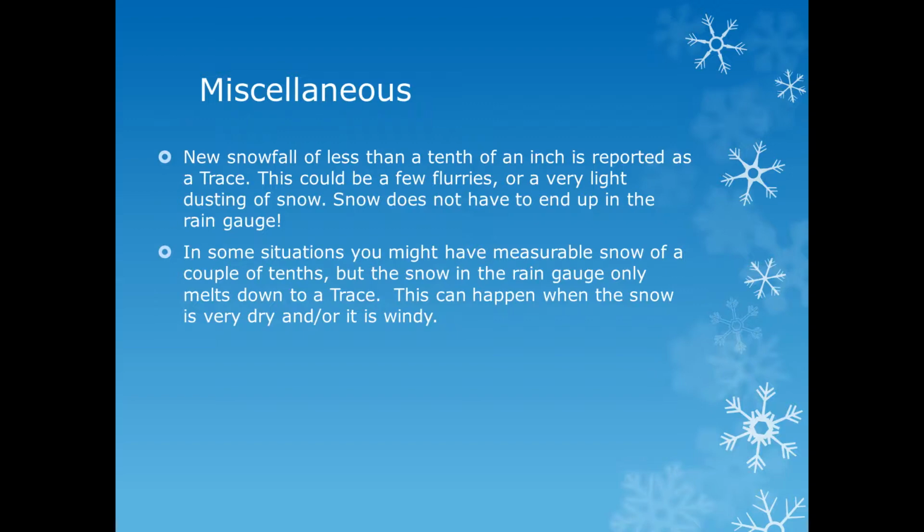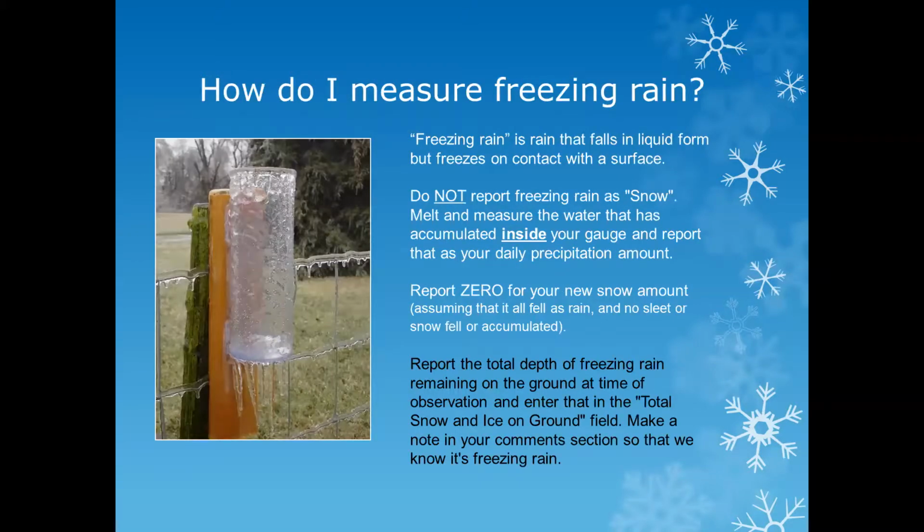Freezing rain. This is a tricky thing from several standpoints. We don't report it as snow, and we don't have a field on the form to report freezing rain. So what you have to do is measure and melt and measure the water that's on the inside surface of your gauge, and report that as your daily precipitation.